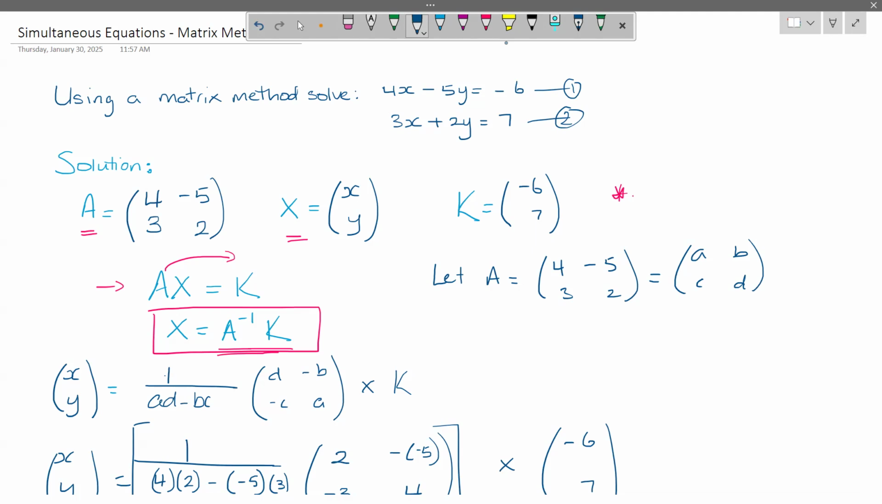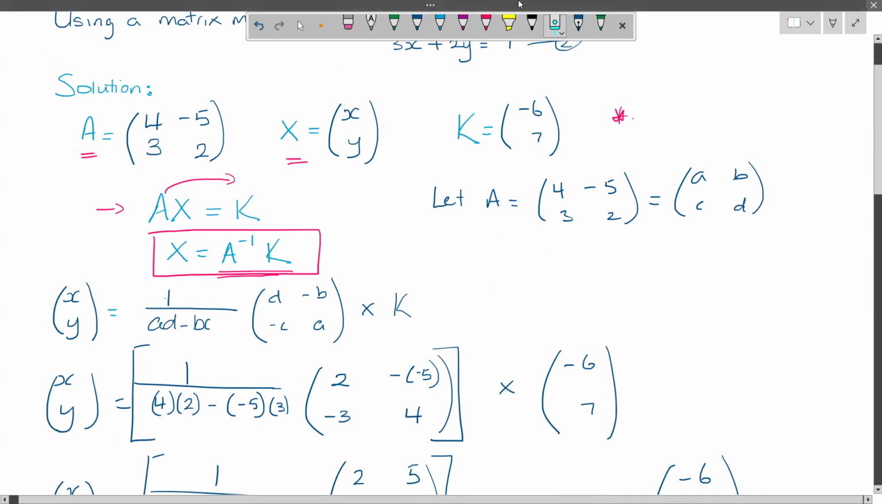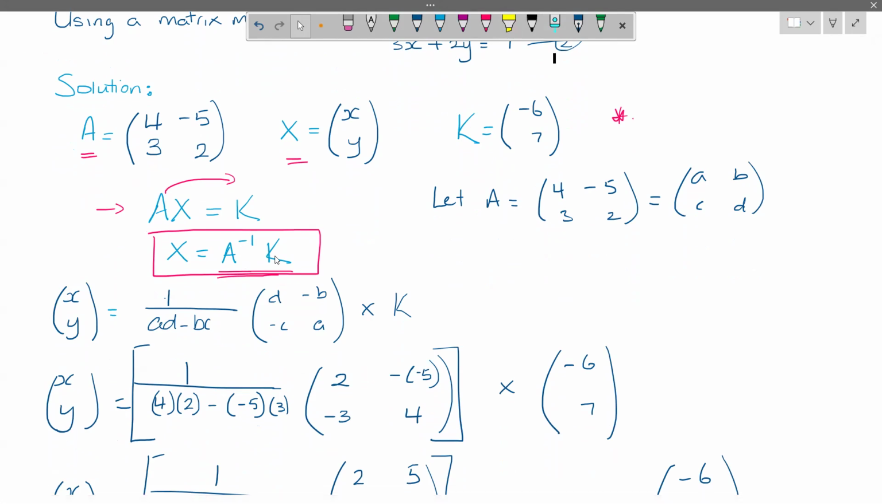We want to find x. So if we want to find x, we need to move this A across to this side. But unlike algebra, A is a matrix. It doesn't divide because we don't divide matrices. We will have to find the inverse of A. So in order to solve for x and y, we have to multiply A inverse by K. So it means that we need to work out what A inverse is and multiply the answer by K. Everybody understand that? Give me a thumbs up if you understand that.